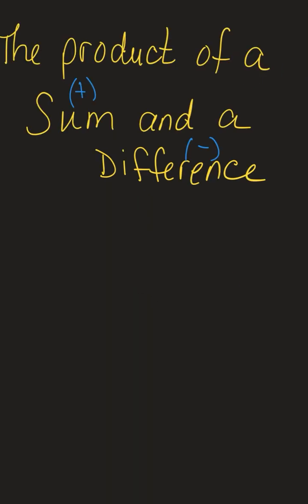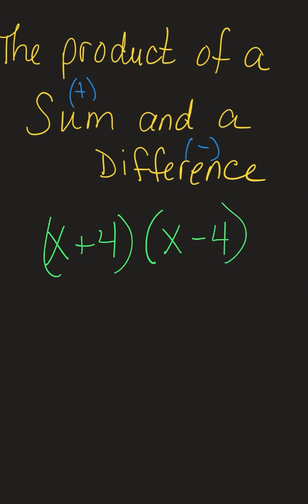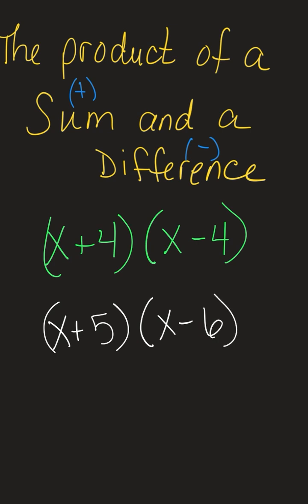All right, so what if we have the product of a sum and a difference? So that looks something like x plus 4 times x minus 4. Or it could be x plus 5, x minus 6. But there's a positive and a negative. That is the key here.